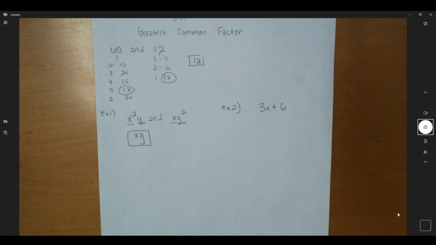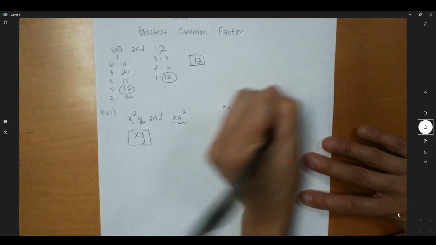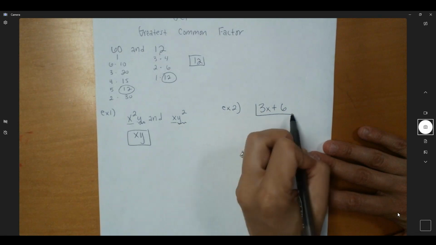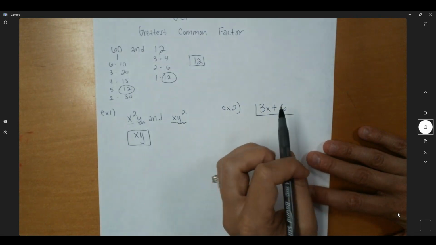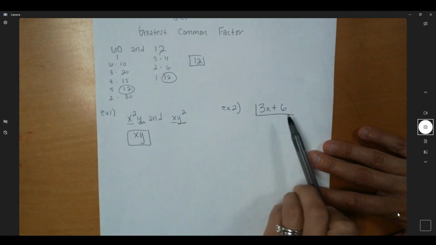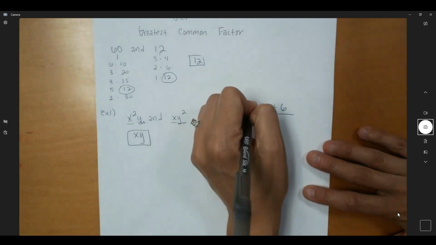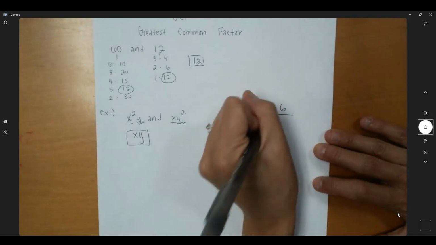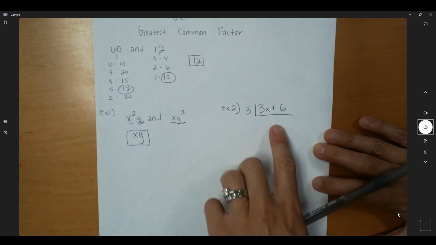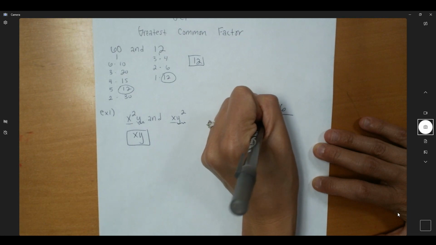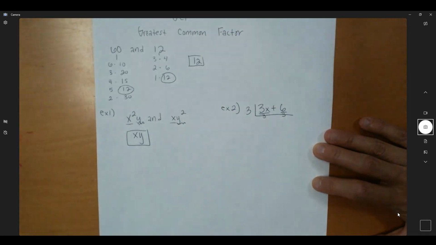So I like to use something called the hockey stick method. You just write a hockey stick and then ask yourself, what number can I take out of both of these? And then what variable can I take out of both of these? So number wise, 3 goes into 3 and 3 goes into 6. So the greatest common factor I can take out of both of those is 3. And then you're going to put the leftovers underneath, basically. So if I divide this by 3 and divide this by 3, what's left over?